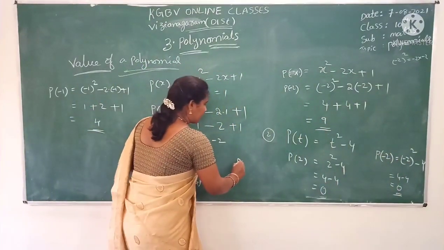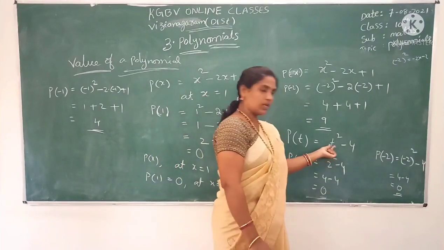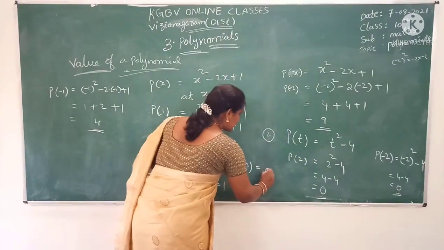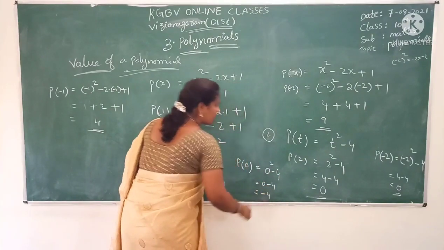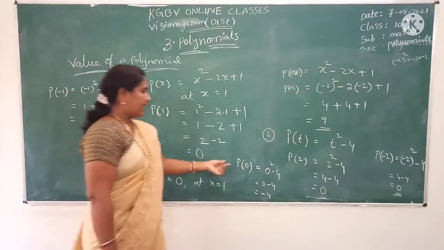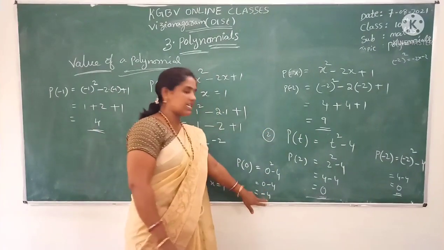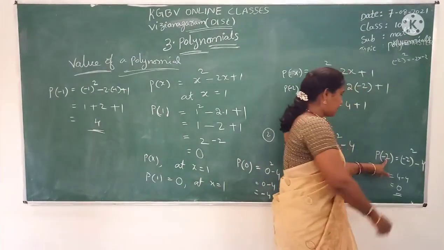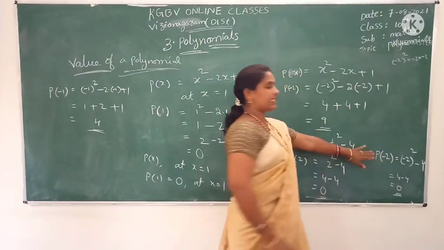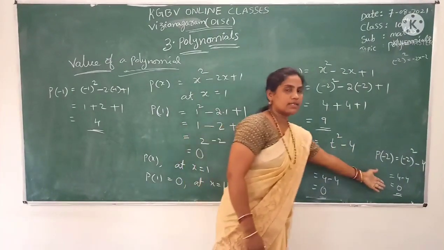We calculate P of 0. That means substituting 0 in the t place. 0 square minus 4, 0 minus 4, the value is minus 4. At t is equal to 0, the value of the polynomial is minus 4. At t is equal to minus 2, the value of the polynomial is 0.